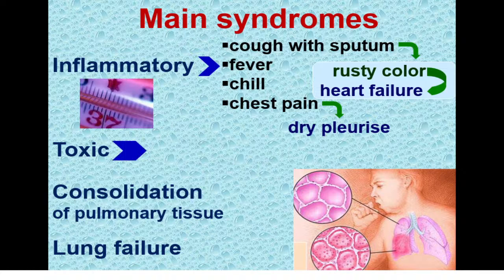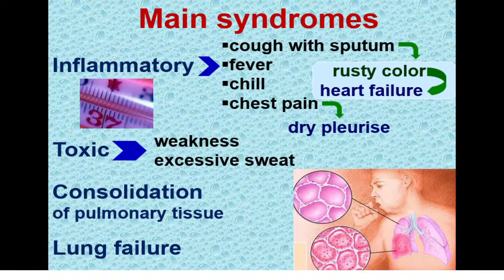Intoxication, because bacteria or virus are foreign bodies for our organism. Intoxication is manifested with progressive weakness and excessive sweating, especially after physical exercise. About consolidation of pulmonary tissue, I told you. It's characterized with specific complaints, percussion, palpation, and auscultative signs, and lung failure manifested with dyspnea. Because the main function of the lung is breathing, breathing is disordered due to its dysfunction.